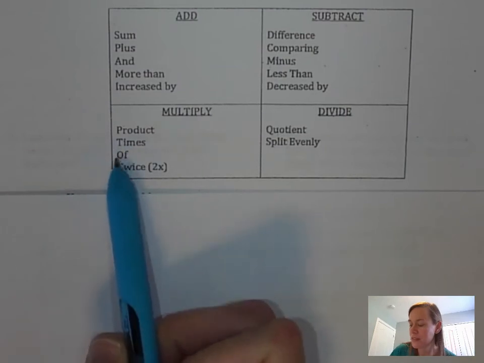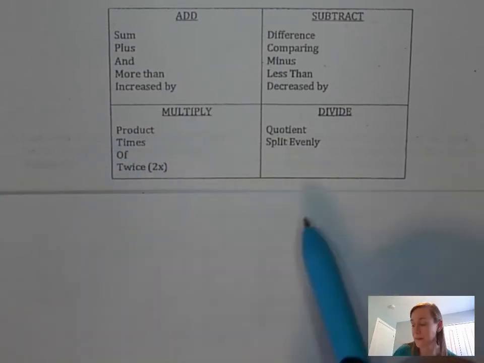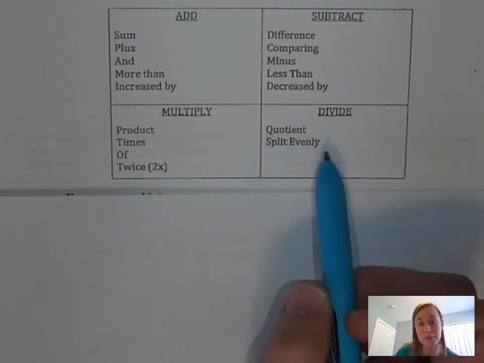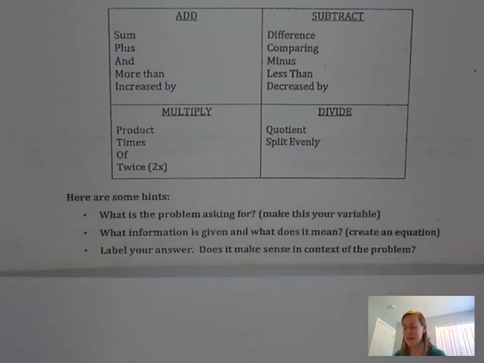The words product, times, of, and twice are multiply words. And if you hear quotient or split evenly, then you're going to know that you're probably going to have to divide. So here's some hints.